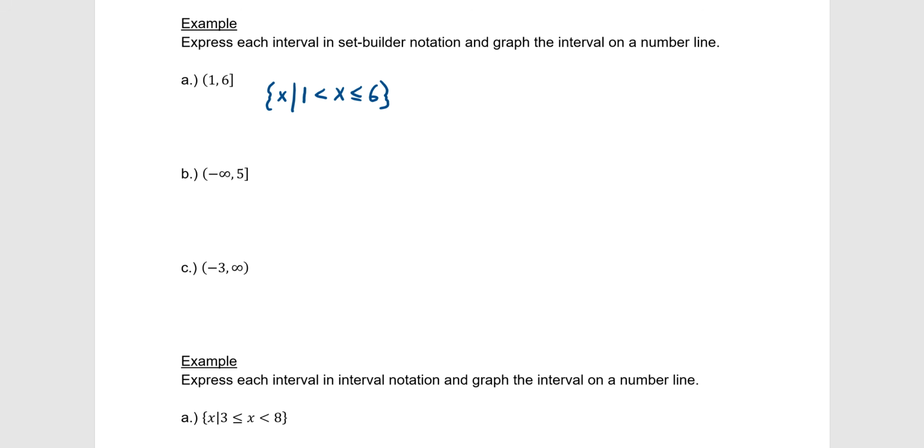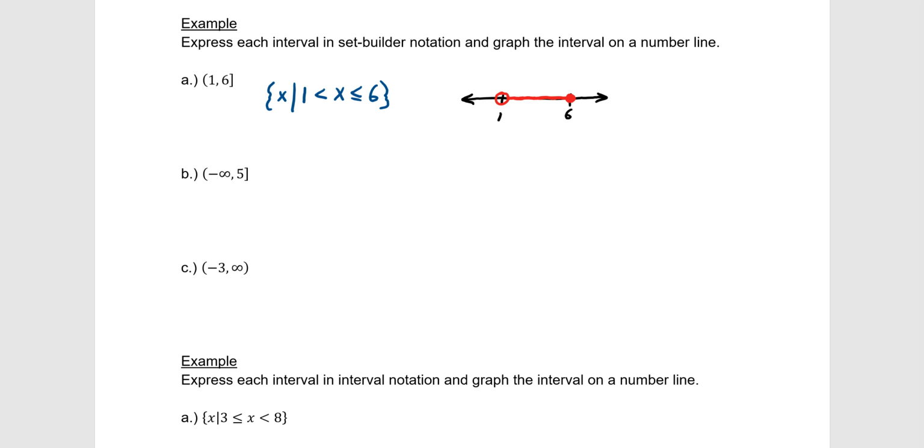The set of all x's such that x is between 1 and 6. Just notice that we're not including the 1, so there's no "or equal to." We are including the 6, so there is an "equal to." Okay, so on a number line, it would look something like this. Obviously just a really crappily drawn number line here.